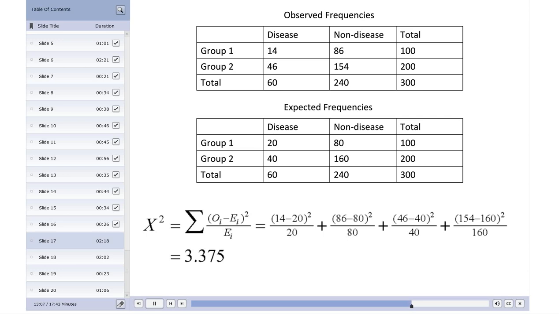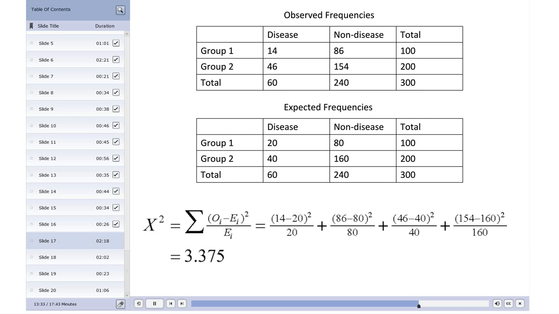Keep in mind that the expected frequencies are the frequencies that we would have expected if the null hypothesis were true. The observed frequencies are the ones that we actually observed. So if there's a big difference between what we observed and what we would have expected under the null hypothesis, then the null hypothesis is probably not true. So if we see big differences between observed and expected, that's evidence against the null hypothesis.